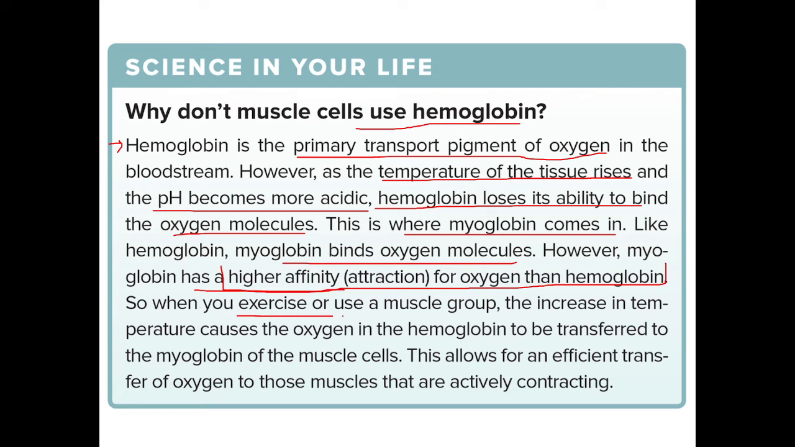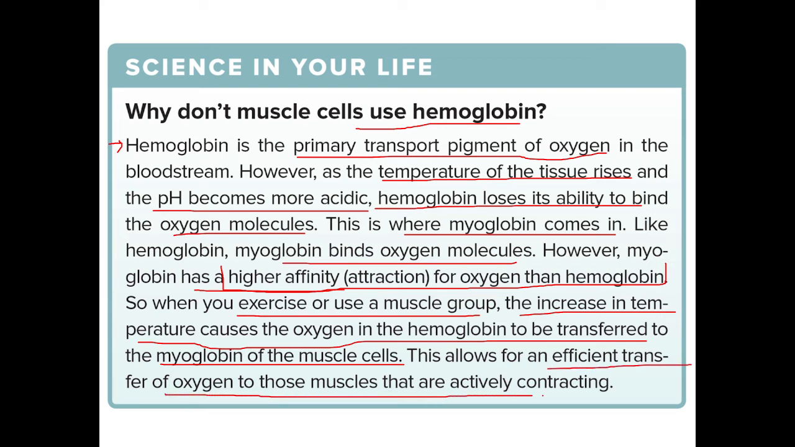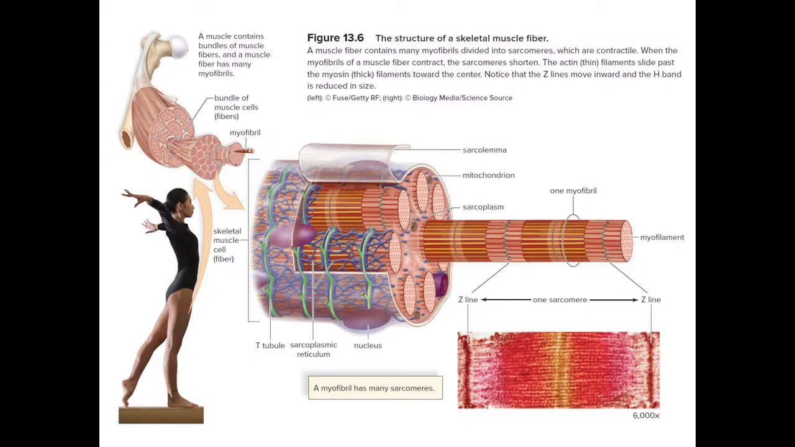So when you exercise or use a muscle group, the increase in temperature causes the oxygen in the hemoglobin to be transferred to the myoglobin of the muscle cells. This allows for an efficient transfer of oxygen to those muscles that are actively contracting.